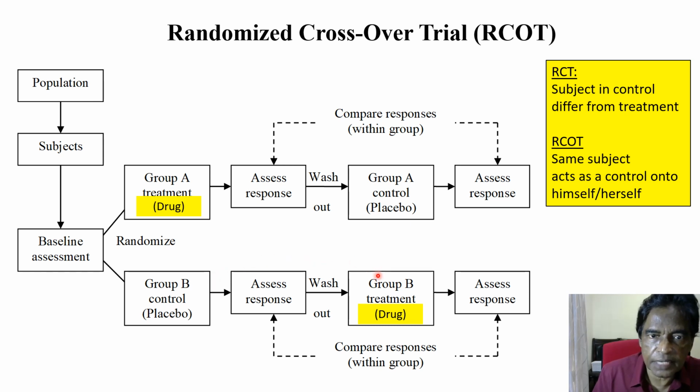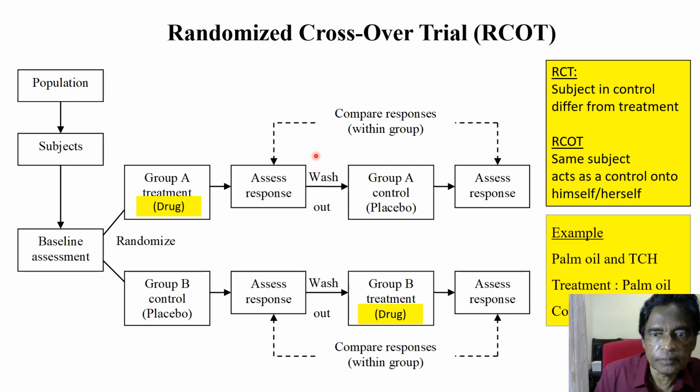Right? So that's the advantages of RCT. But there must be a washout period, we say. Right? Example, palm oil and cholesterol. People say palm oil is very harmful, increases cholesterol level, TCH.